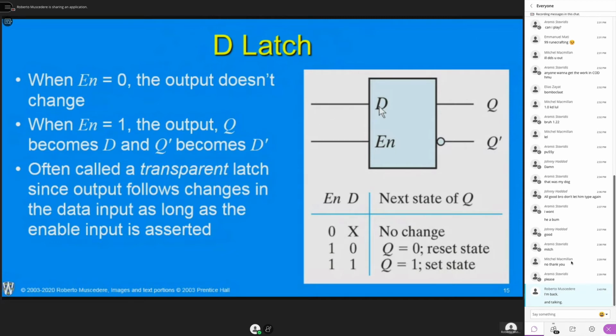Whenever D is applied to an input here, it only passes through to Q if enable is active. We call it a transparent latch typically because even if enable is on and D changes, you're going to see that change on Q. So in a sense, the information is going straight through, or it's transparent, which is where it gets its terminology from.